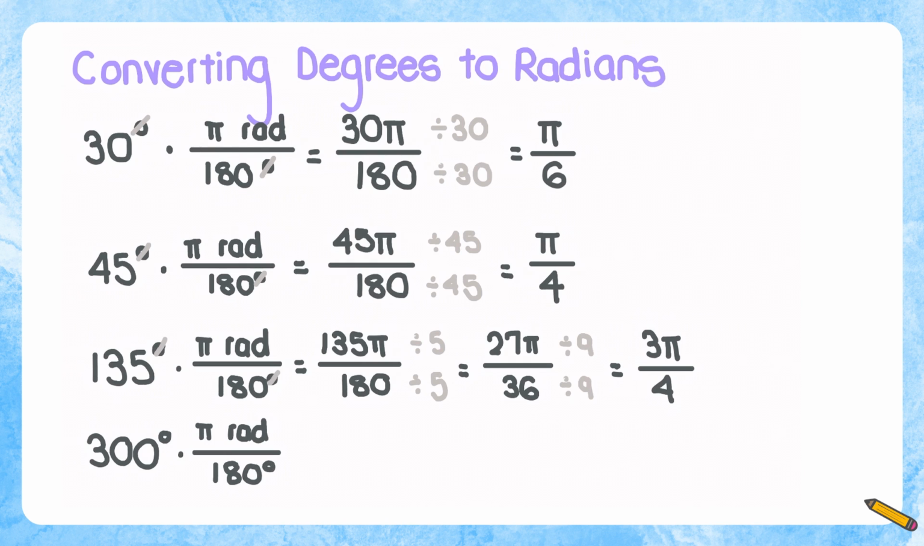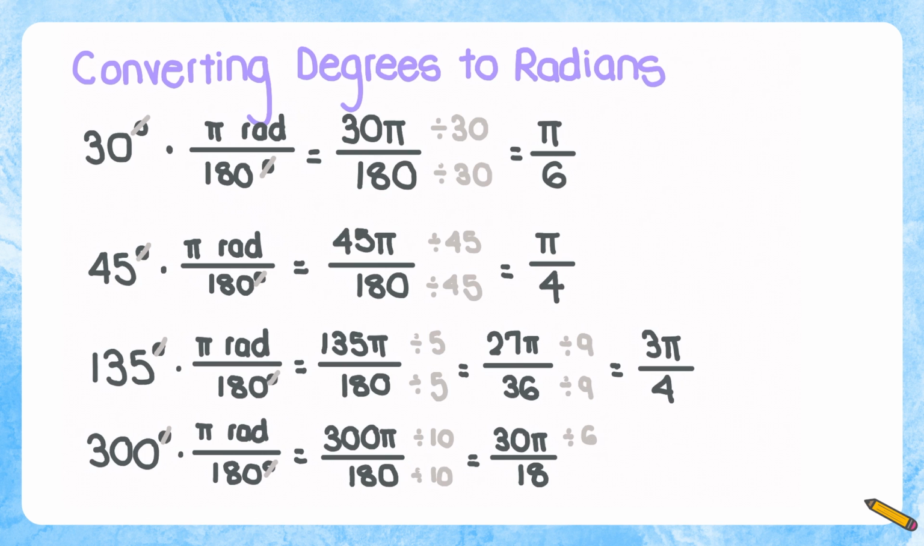The degrees cancel out. And so we have 300 pi radians over 180. I know that these are both divisible by 10, so let's do that first. And I get 30 pi over 18. 30 and 18 are both divisible by 6. And I get 5 pi over 3, which is fully simplified.